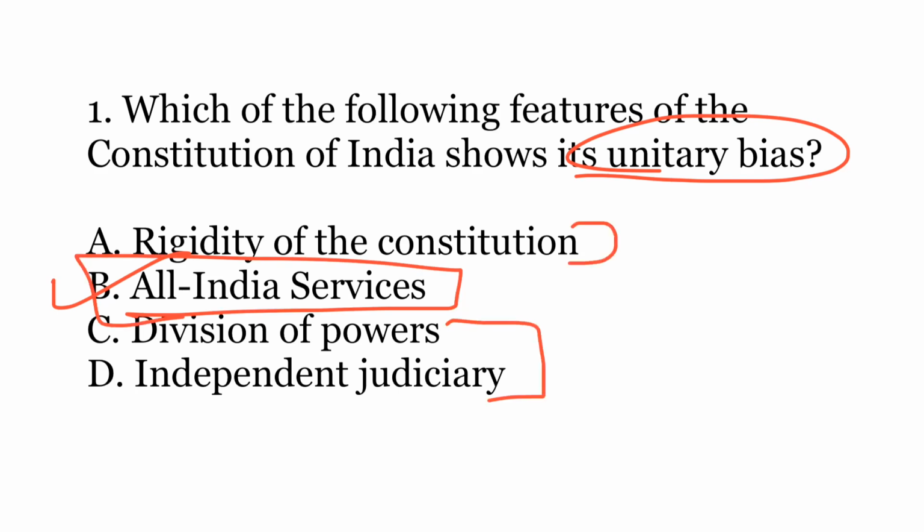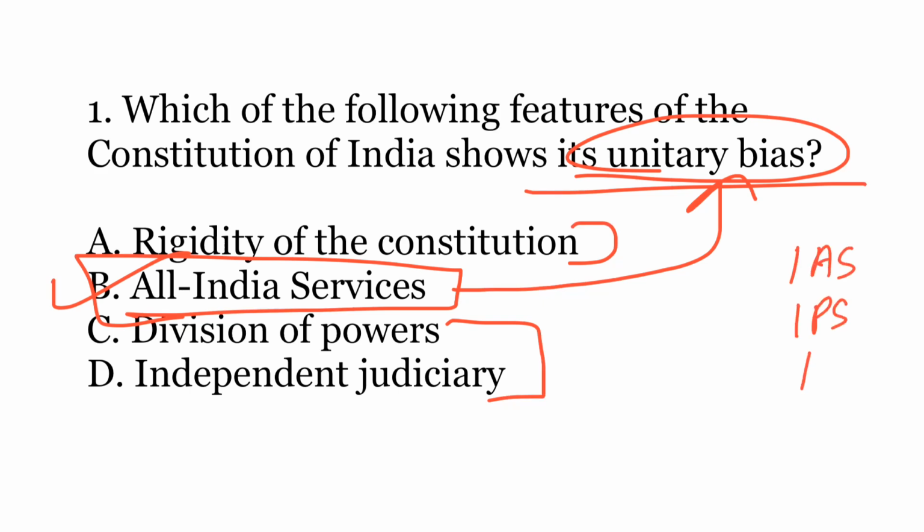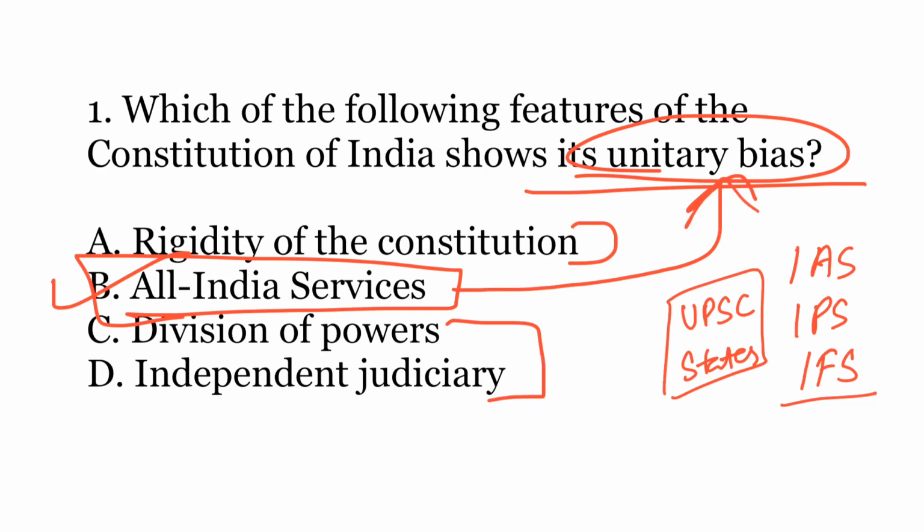Now, what is the difference between federal and unitary? Federal means where center and states have almost equal powers, whereas unitary bias means that the union government is more powerful. So here, this one feature shows that the union government is more powerful. Why? Because all India services, that is the Indian Administrative Service, the Indian Police Service, and the Indian Forest Service, are recruited by the center by way of the Union Public Service Commission, but they serve the states. Therefore, the center has an upper hand as far as all India services are concerned. So this shows the unitary bias.